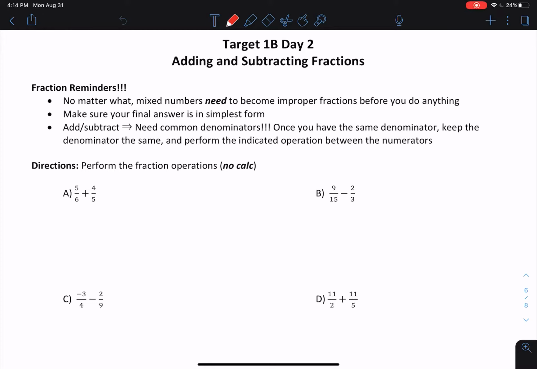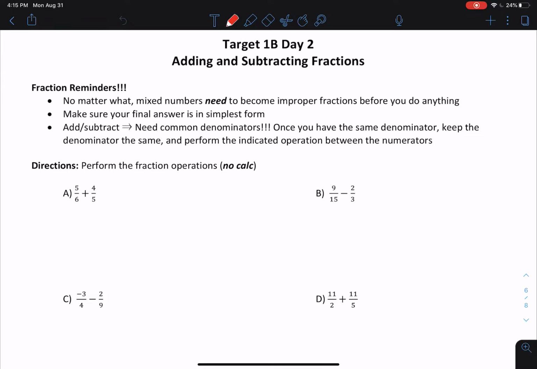Alright, so let's talk adding and subtracting fractions. I have some bullet points there that are good fraction reminders. We have to remember that we have to convert mixed numbers to improper fractions. We need to make sure our final answer is in simplest form. And for adding and subtracting, we need common denominators. We need the bottoms to be the same.